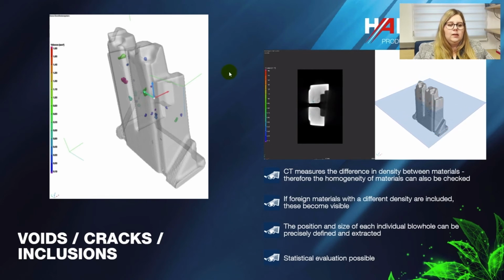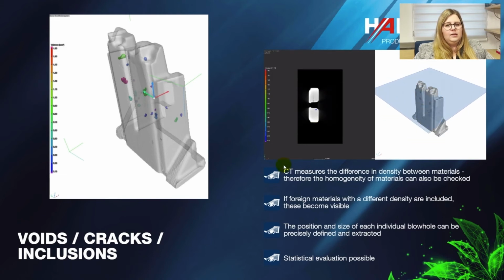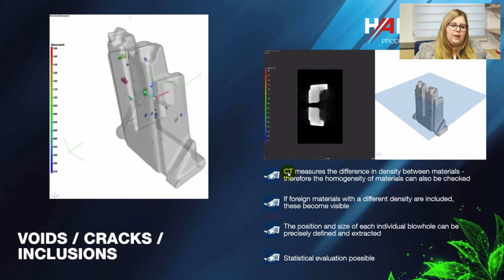So the computer tomograph measures the difference in density of the materials, so inhomogeneities can be evaluated. An algorithm will then calculate the cavities, and the exact size and position of each cavity or crack can be detected. And apart from these metrological measurements, we can also do statistics, so there really is no limit.